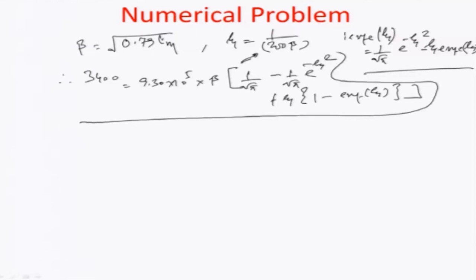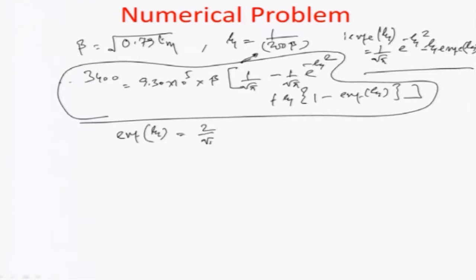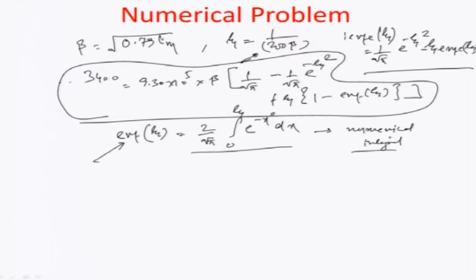That is how you can represent 3400, and you already know that the error function of zeta is actually twice by root pi integral 0 to zeta e to the power of minus x square dx. This is a numerical integral, and so you have standard tables calculating the error function as the area under the curve of e to the power of minus x square with respect to x, and for different real values of zeta, ranging from 0 upward, you have different error function values.